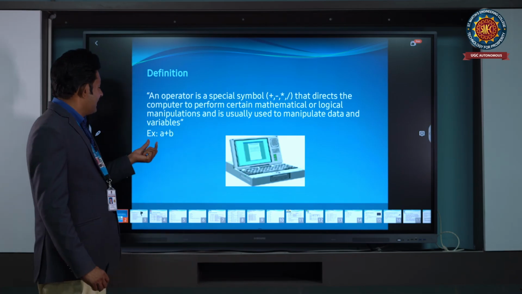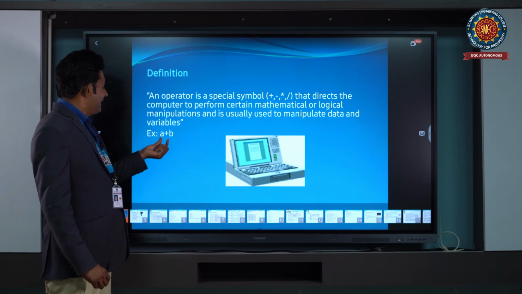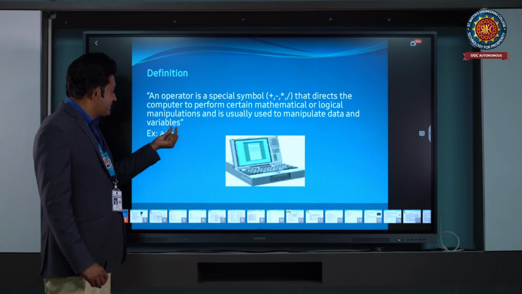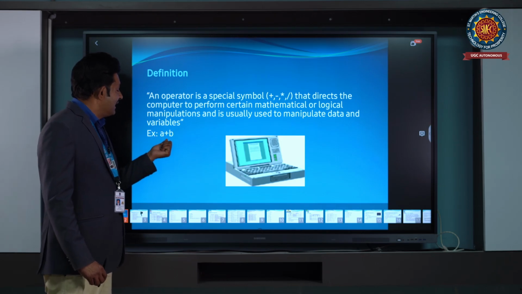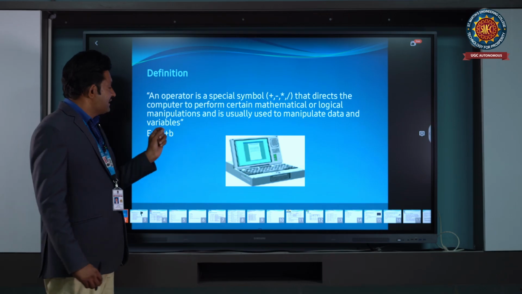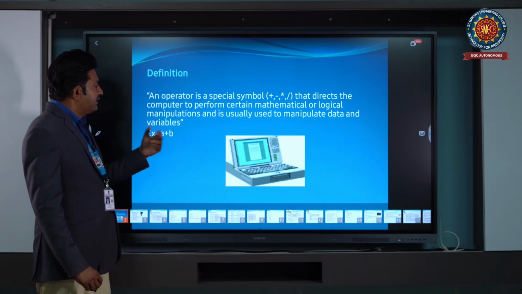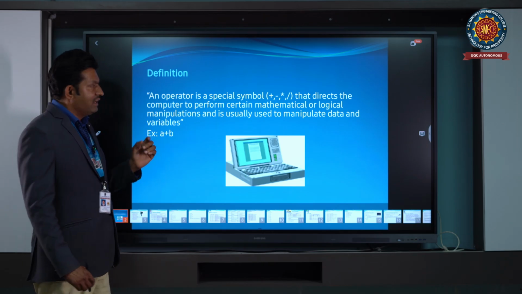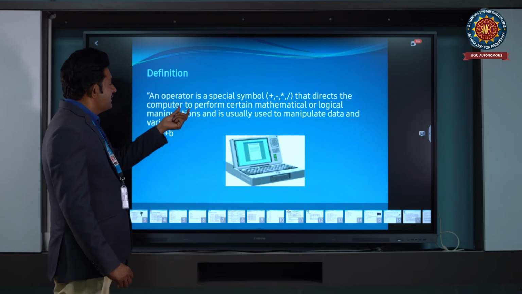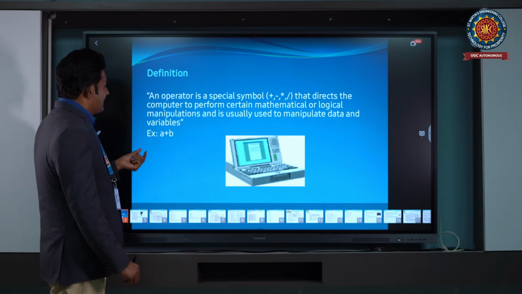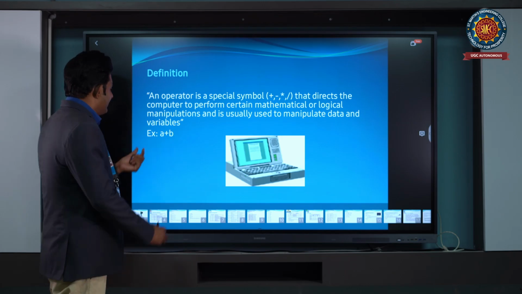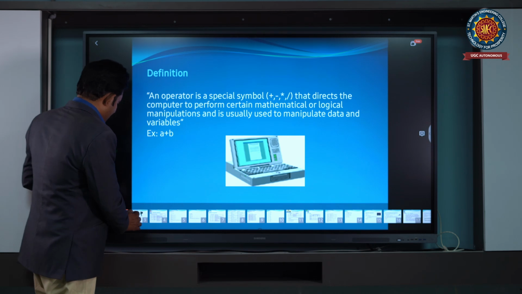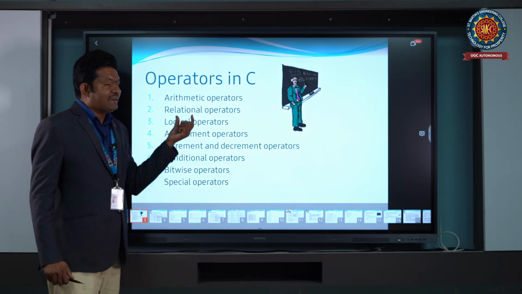For example, A plus B. Here A is an operand and B is an operand. In between two operands, we are using one special symbol, that is plus, that is addition. Addition is an operator. Like that, we have different types of operators. In general, an operator is a special symbol to perform certain mathematical and logical manipulations and is usually used to manipulate data and variables.